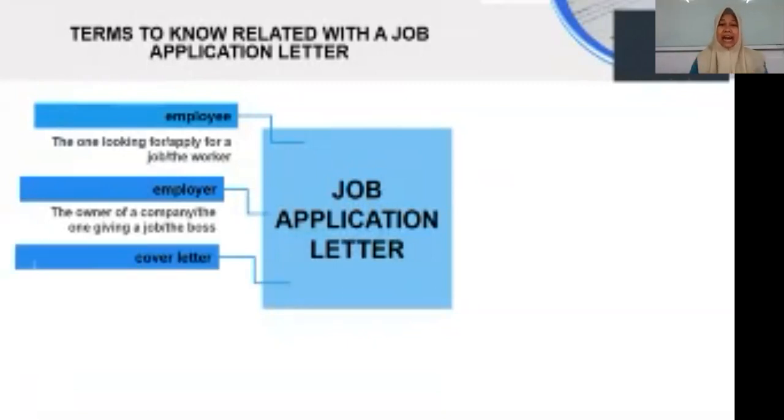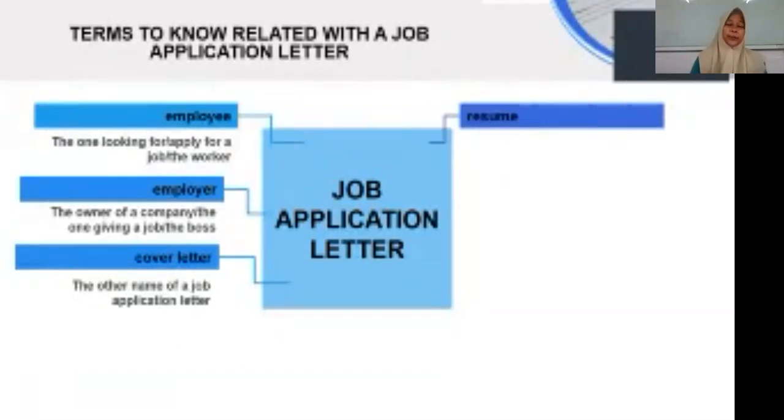Next is cover letter. Yeah, I told you before, cover letter is the other name of a job application letter. So next time when you read a cover letter, it's totally about a job application letter.